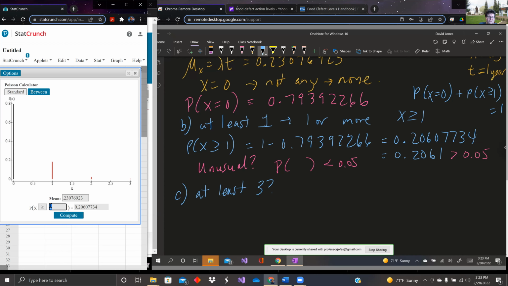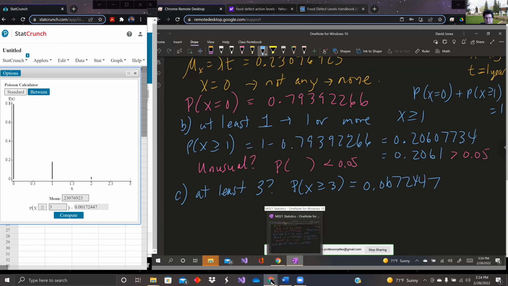The mean hasn't changed. It's still 24 over 104 years. So I just got to change these values. Probability that x is greater than or equal to 3 is 0.001724447. Notice this has a between also. We haven't used it, but it's got a between. Let's go put that in.